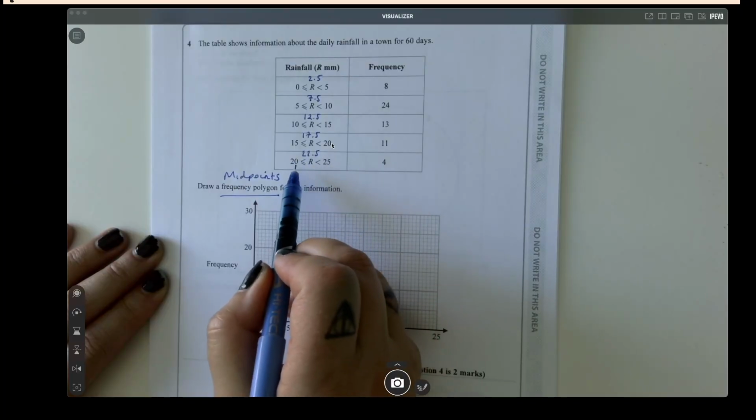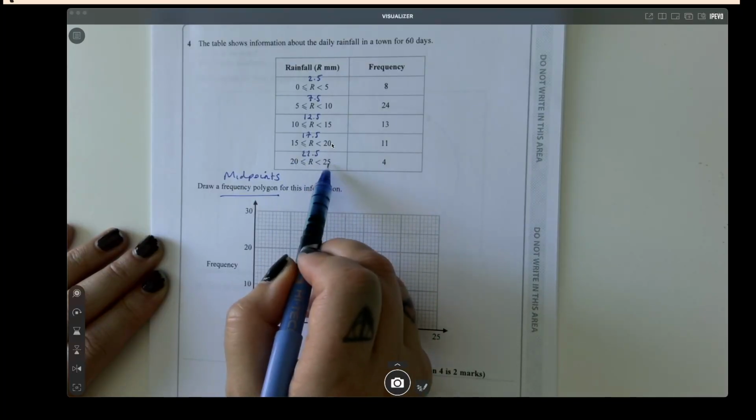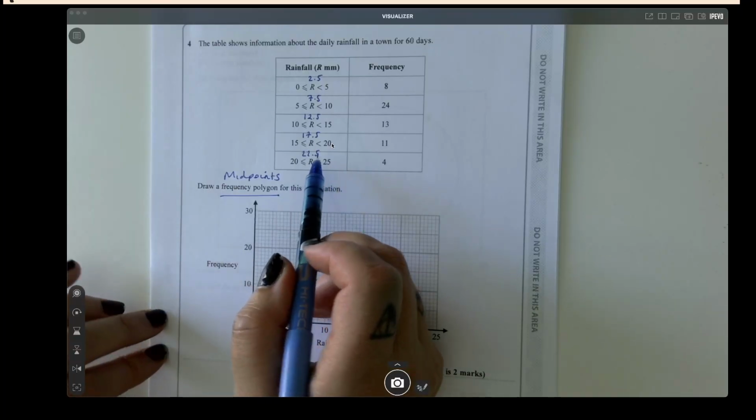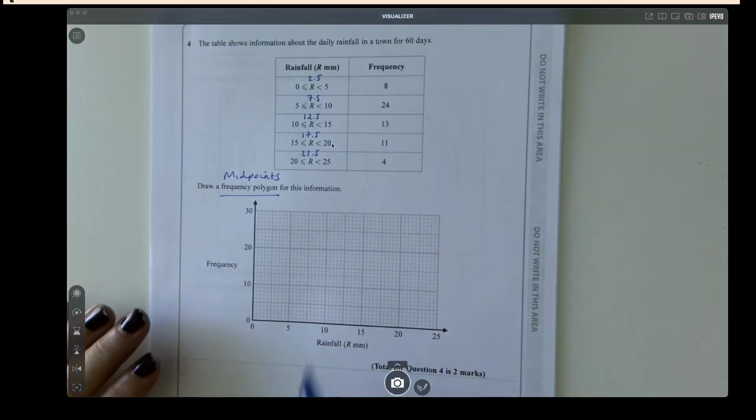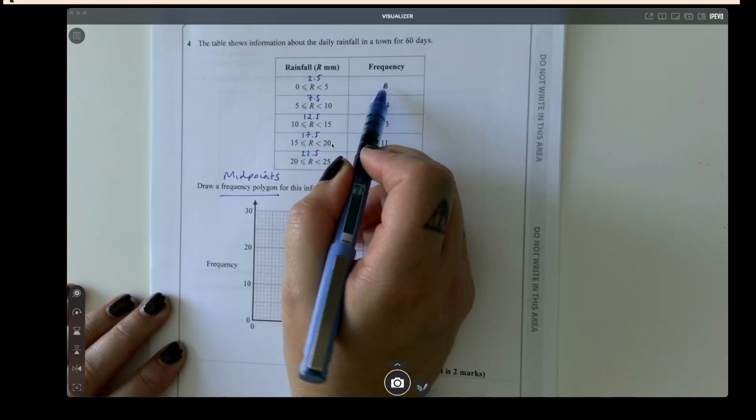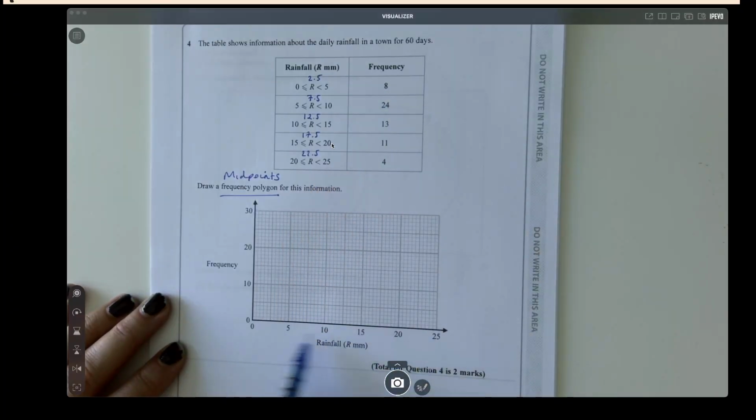Now, if you were struggling with the midpoints, you could add the two parts of the range together. So 20 plus 25 is 45, and then half that to get your midpoint. So along to 2.5 up to 8. So we'll just be careful with our scale. So here's 5, so that must be 2.5. That must be 7.5, etc. Just to make sure we're plotting it in the right place.